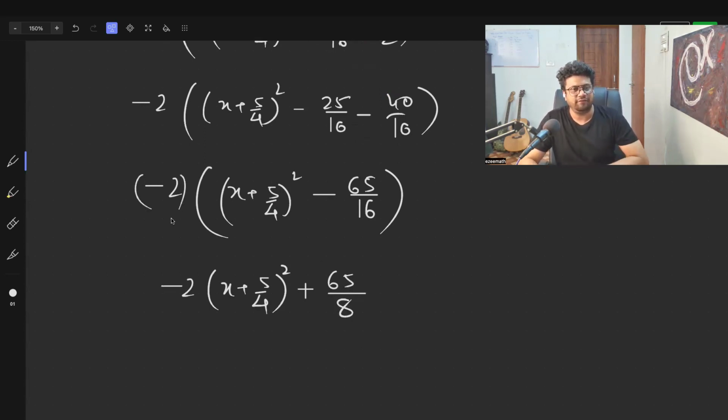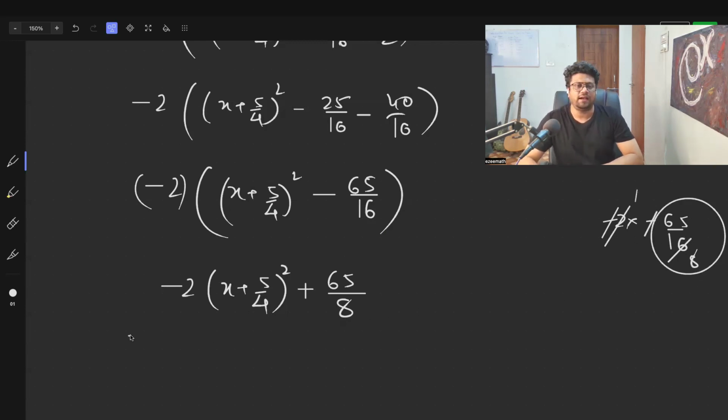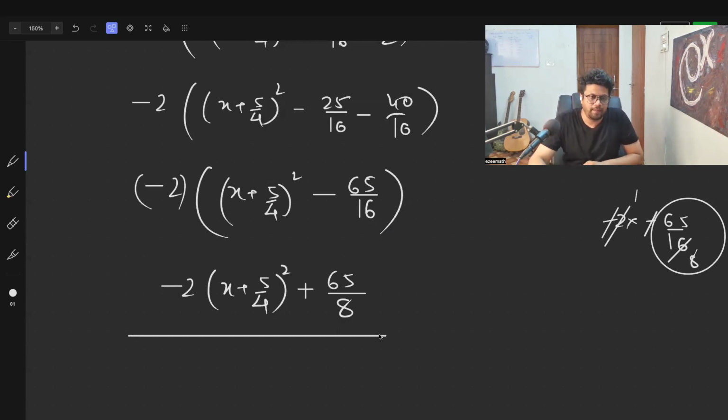Only because this negative 2 multiplies with the negative 65 by 16. The negatives turn into positive. The 2 and the 16 cancel out. You get a positive 65 by 8. Well, that again is the square form.